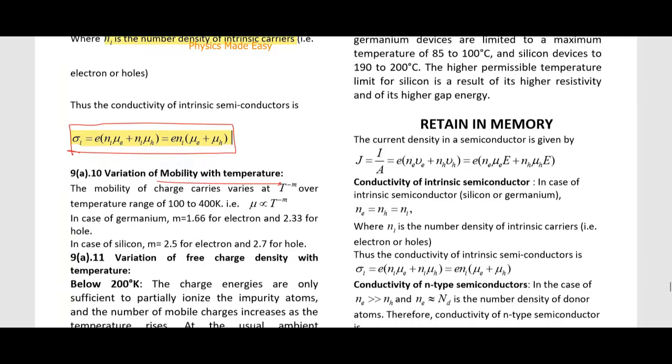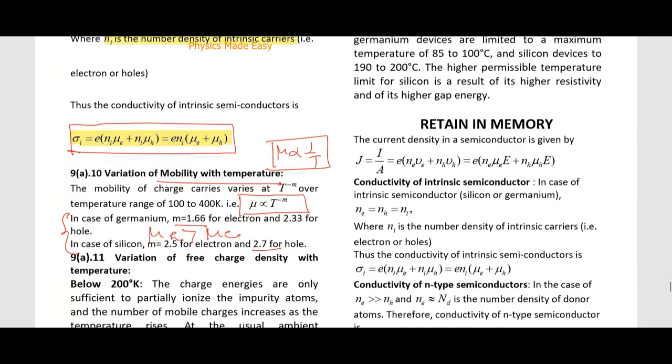Variation of mobility with temperature. This is a very important formula. Mobility of charge carriers varies with T raised to power minus m. This minus m means mobility is inversely proportional to temperature. As temperature increases, mobility decreases. For germanium, how was this question asked? It decreases more quickly. The change in mu hole is larger than the change in mu electron.